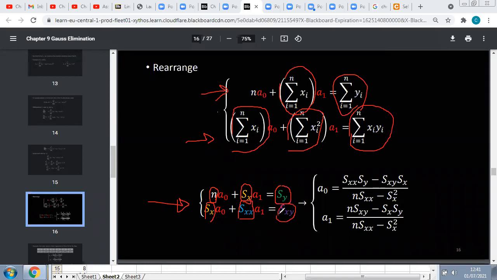And here, it's a system of two equations with two unknowns. We have several possibilities to solve it. We can use Cramer's rule, we can use Gauss elimination, we can use LU factorization, you can use the inverse matrix, you can use the Jacobi method, you can use Gauss-Seidel, and all of these techniques that we have learned before, you can use them. Here, they did the conventional technique because it's a simple system. So you get a0 and a1 as a function of sxx, sy, sxy, sx squared, and n.